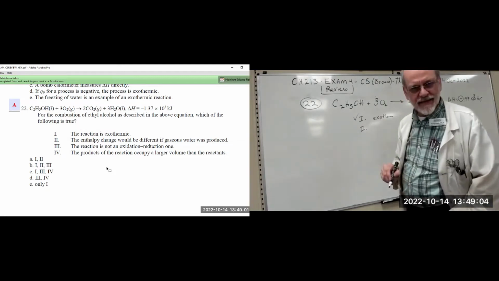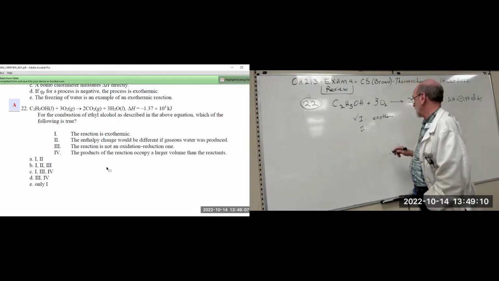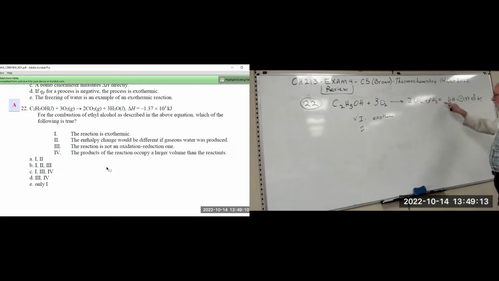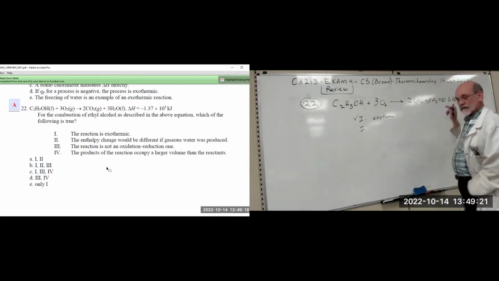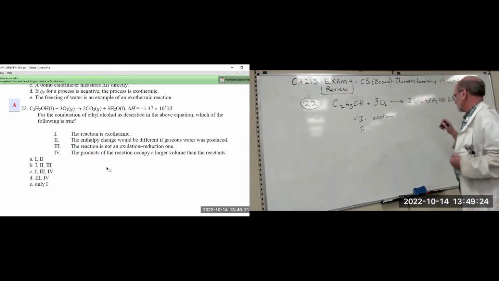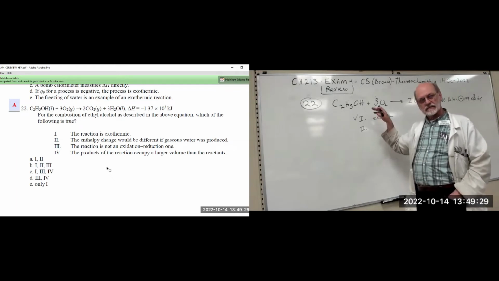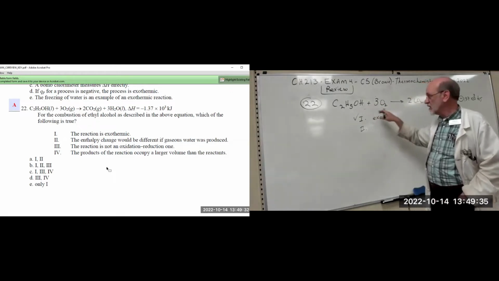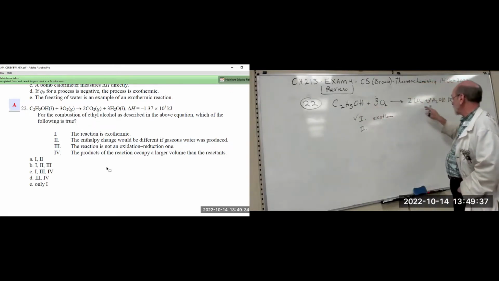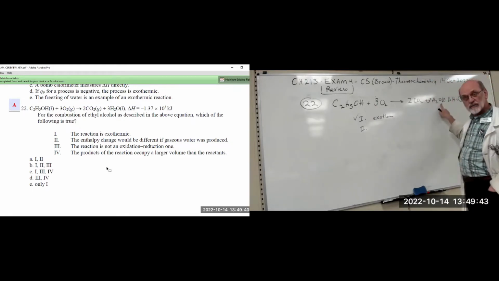How about 2? The enthalpy change would be different if gaseous water was produced. Would this value be different if this were a gas instead of a liquid? It's a liquid this time. I didn't write the phases, but I need to. All right, think of it this way. What will be the products of this reaction? If ethanol reacts with oxygen to make carbon dioxide and water, and it's exothermic, that's enough heat that this product should be a gas.